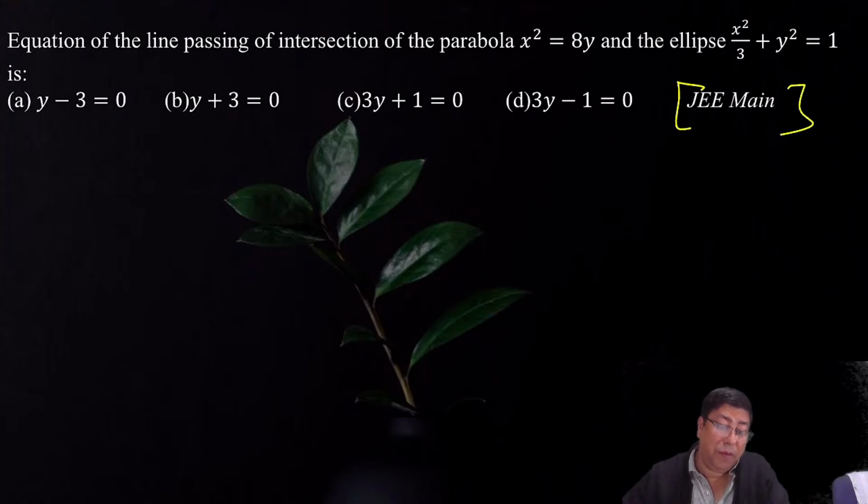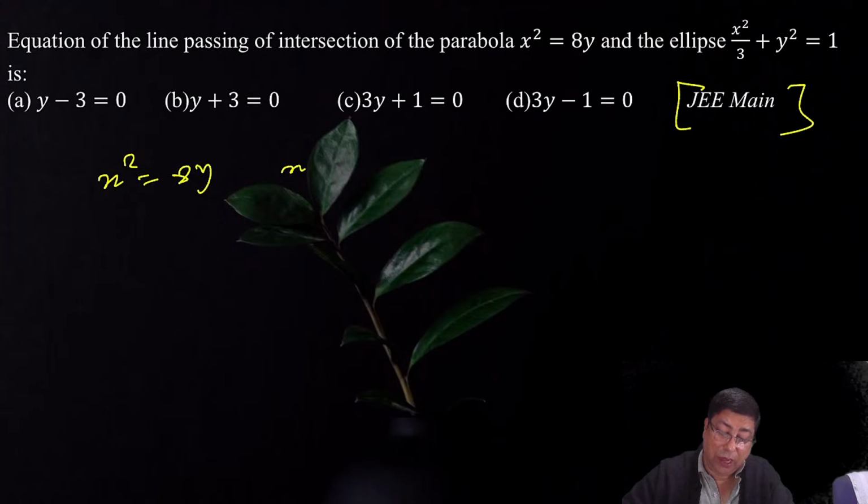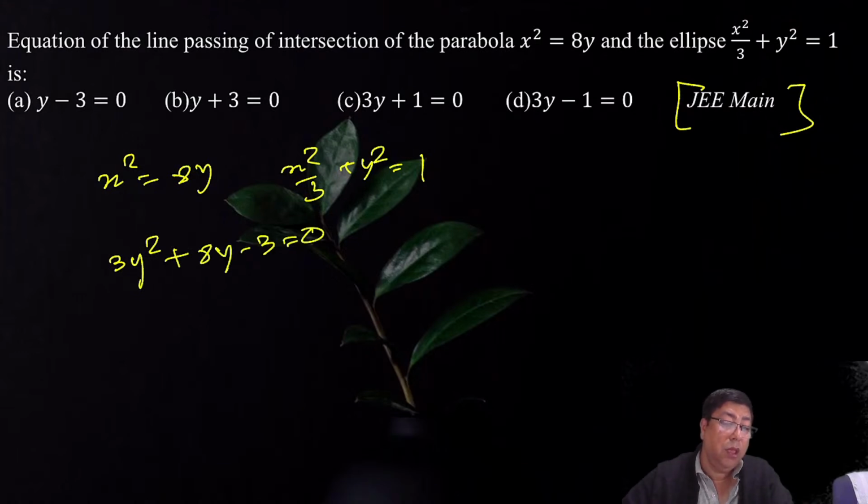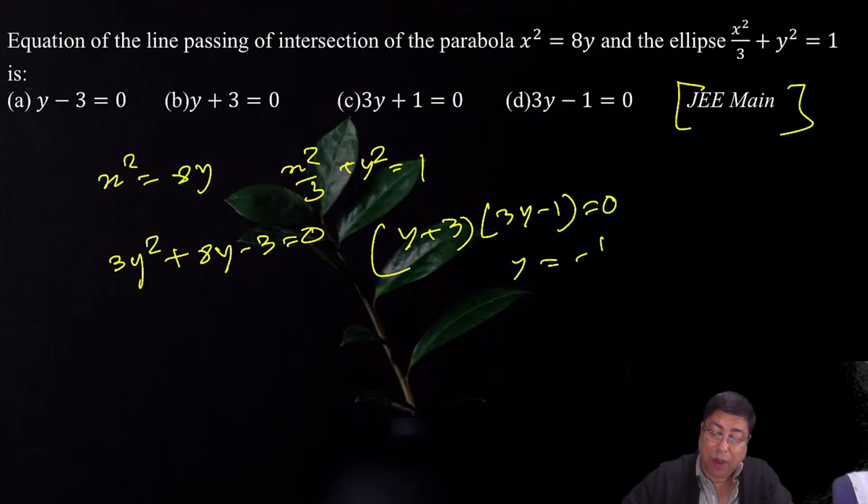Equation of the line passing through the point of intersection of the parabola and the ellipse. What is to be done? If we solve the parabola and ellipse, the parabola is x square equals 8y, and the ellipse is x square by 3 plus y square equals 1. Just replace x square. So we are getting 3y square plus 8y minus 3 equals 0. If we solve, we get (y plus 3) into (3y minus 1) equals 0. So y equals minus 1/3.